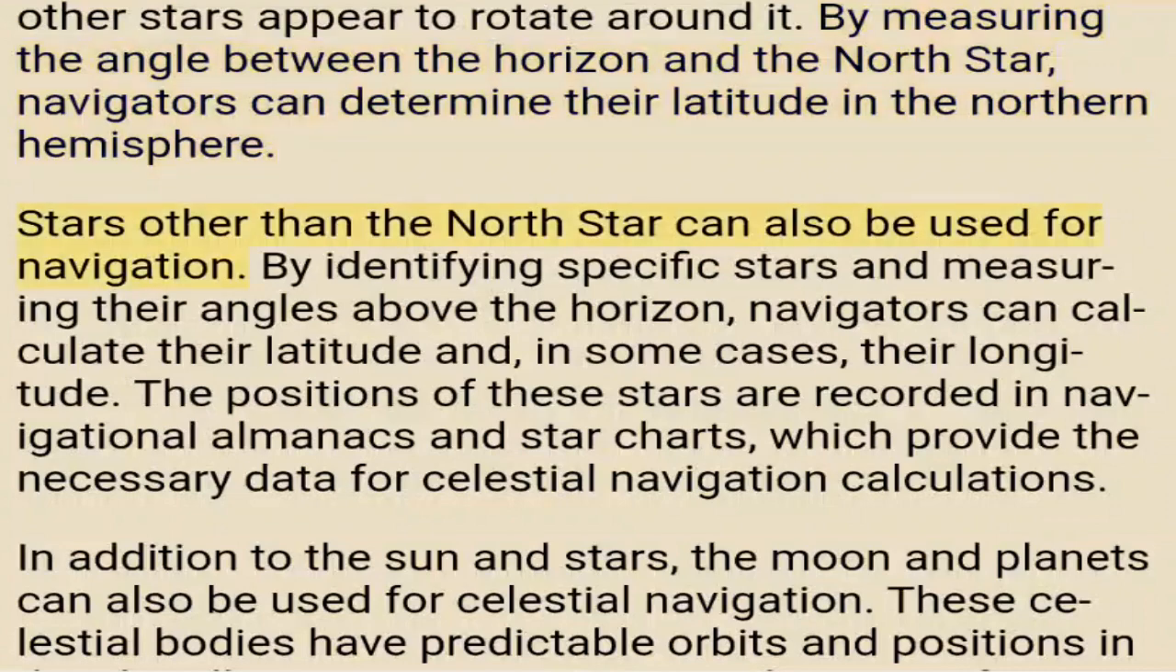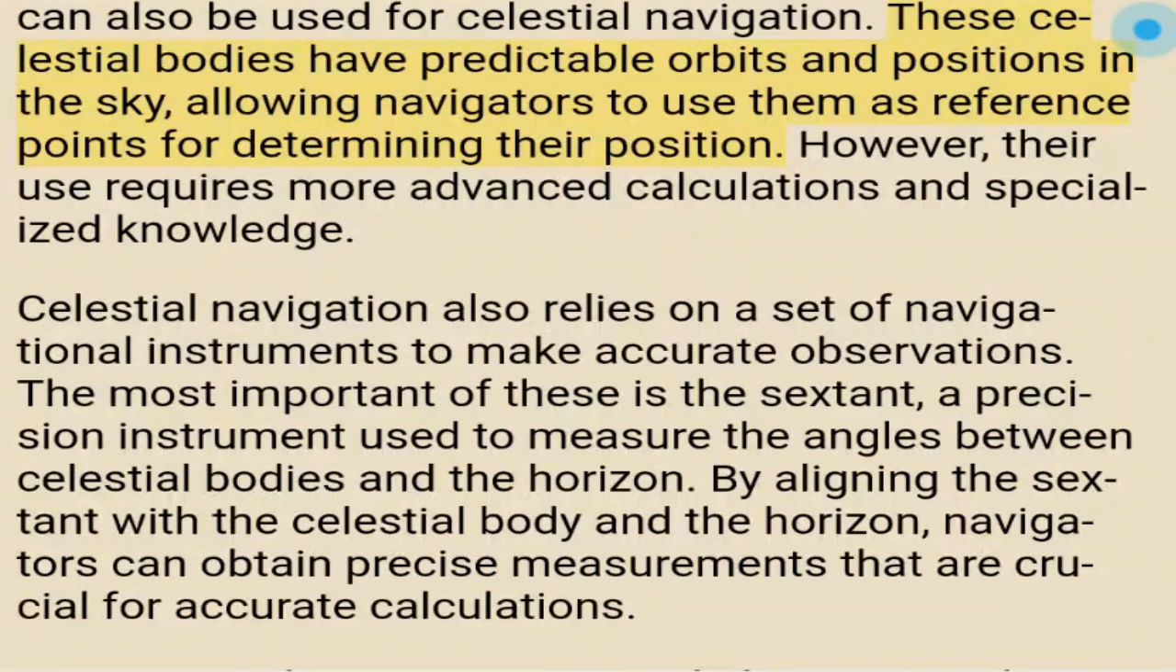Stars other than the North Star can also be used for navigation. By identifying specific stars and measuring their angles above the horizon, navigators can calculate their latitude and, in some cases, their longitude. The positions of these stars are recorded in navigational almanacs and star charts, which provide the necessary data for celestial navigation calculations. In addition to the Sun and stars, the Moon and planets can also be used for celestial navigation. These celestial bodies have predictable orbits and positions in the sky, allowing navigators to use them as reference points for determining their position. However, their use requires more advanced calculations and specialized knowledge.